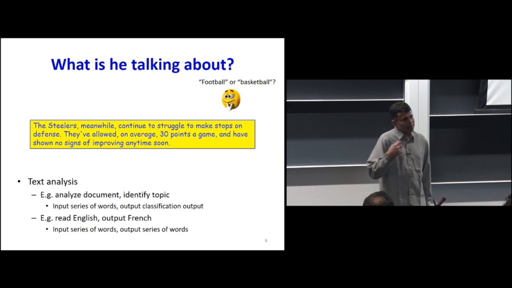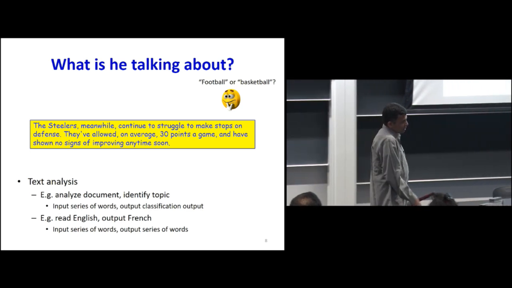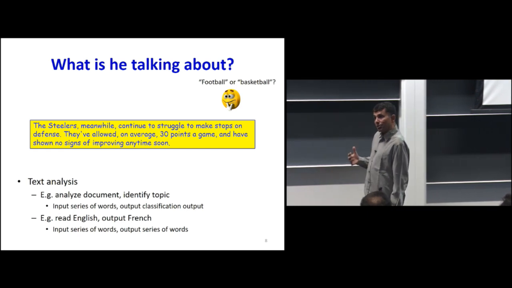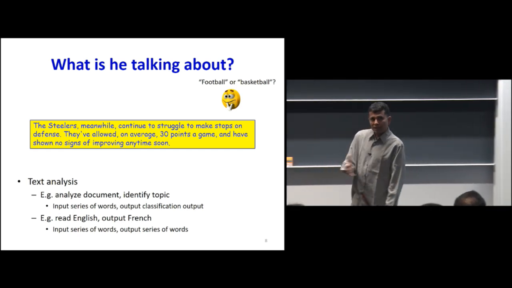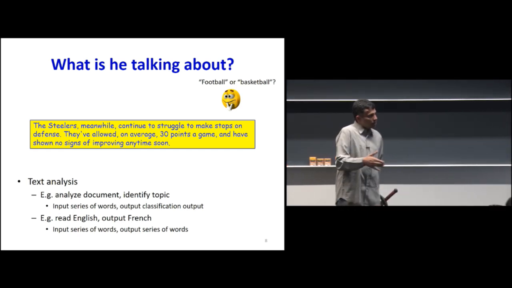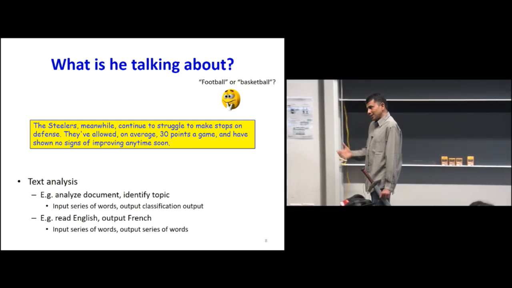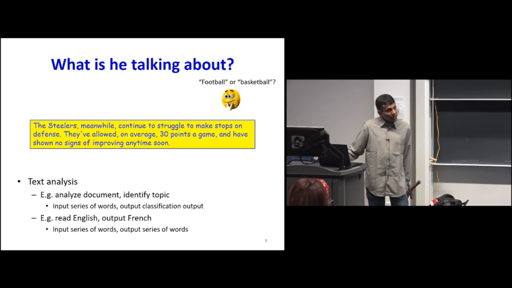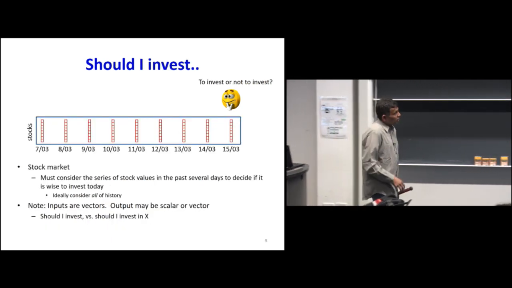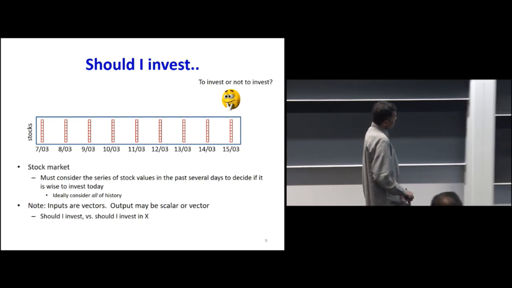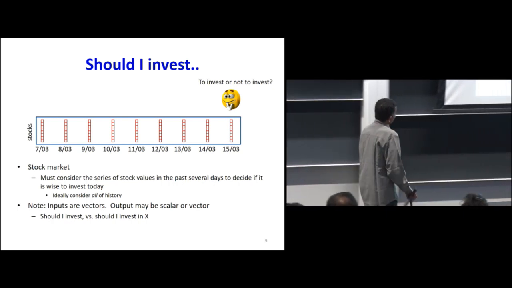Or you could be performing something like machine translation. You'd be reading a series of English words, and now you'd be outputting a series of French words. So again, a series goes in, a series comes out. So in every case, you're analyzing a series, and you're producing some output based on the content of the series. For the next 20 minutes or so, I'm going to try to use this one as an example.